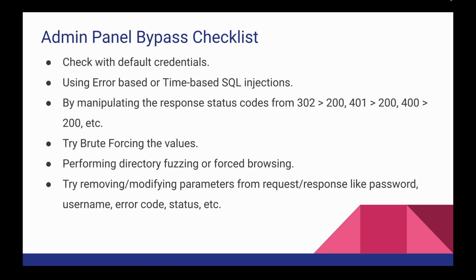If the response says 400 bad request, and the response body has the error code as 500, then change the status code to 200 OK, and the error code to 200 success, etc. You might also log in to the portal by changing the responses.